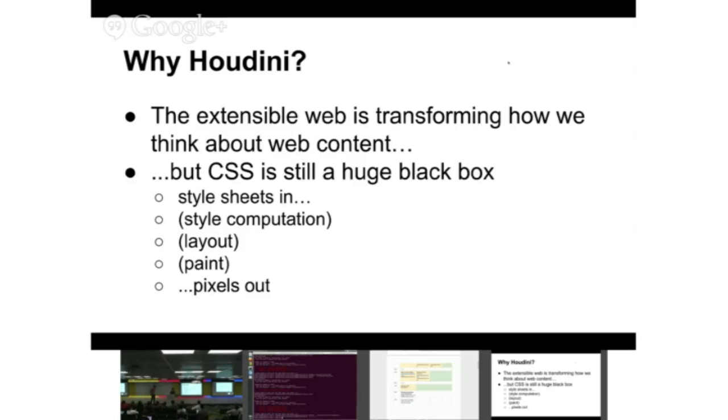And that's a problem, right? So the job of the Houdini task force is to try and open up this stack, to try and provide web developers much more both visibility into what's going on and ability to modify and change what's happening.